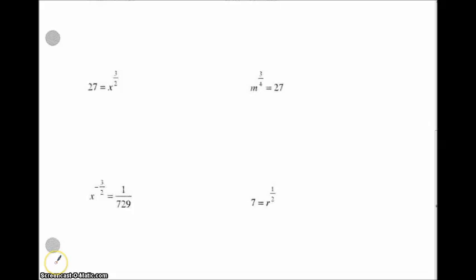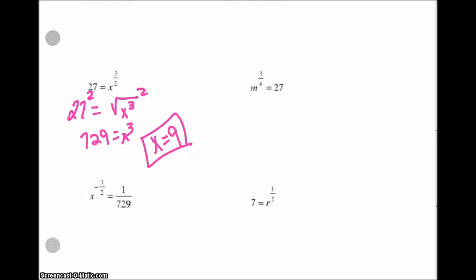So the next problem is 27 equals x to the 3/2. So this would be 27 is equal to the square root of x to the 3rd. You need to get rid of your square root, so you're going to square both sides. Take your calculator. 27 squared is 729 equals x to the 3rd. You got to uncube it, so you're going to rooftop 1 divided by 3, and your answer is x is equal to 9.